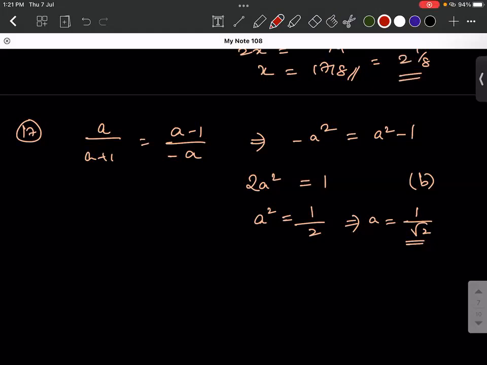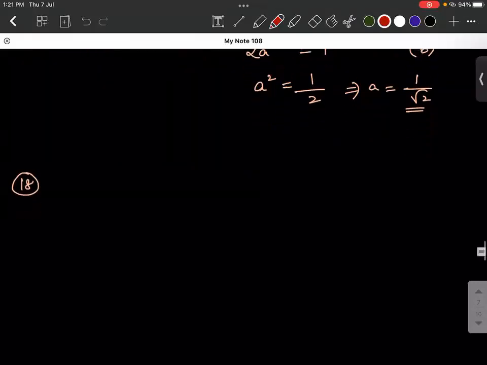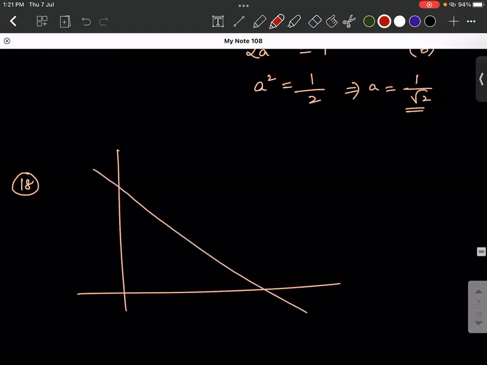So 18th one, you can do it fast. 18th one. The values of a for which the lines x is equal to 1 and y is equal to 2 and a square x plus 2y minus 20 are concurrent. Concurrent means they're meeting at the same point. Correct. So how to do this is, suppose you take this to be a square x plus 2y minus 20.